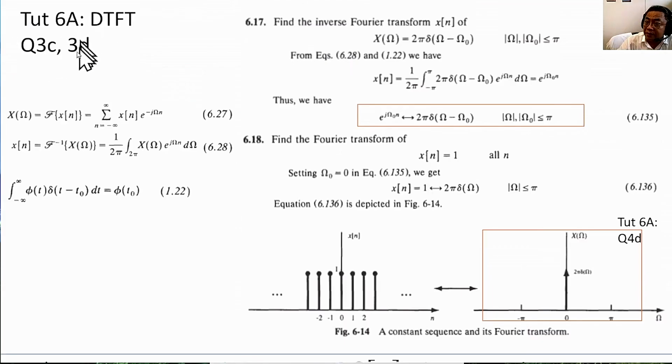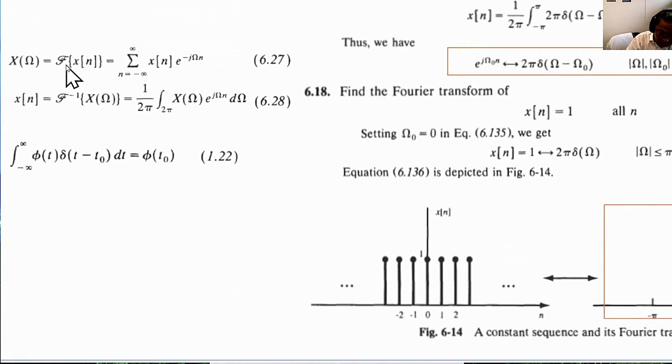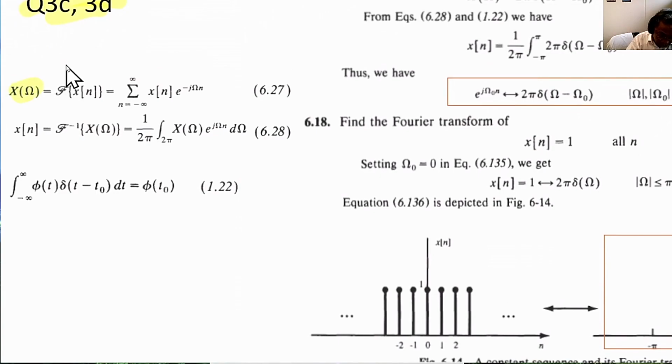This is tutorial 6A question 3C and 3D. They are related. In this question, we are interested in, given X of omega, we want to find x of n. So let's recap. X of omega is the Fourier transform of small x of n, and it is given by this equation. And to get x of n back, we have to perform inverse Fourier transform, and this is the equation that we are going to apply.